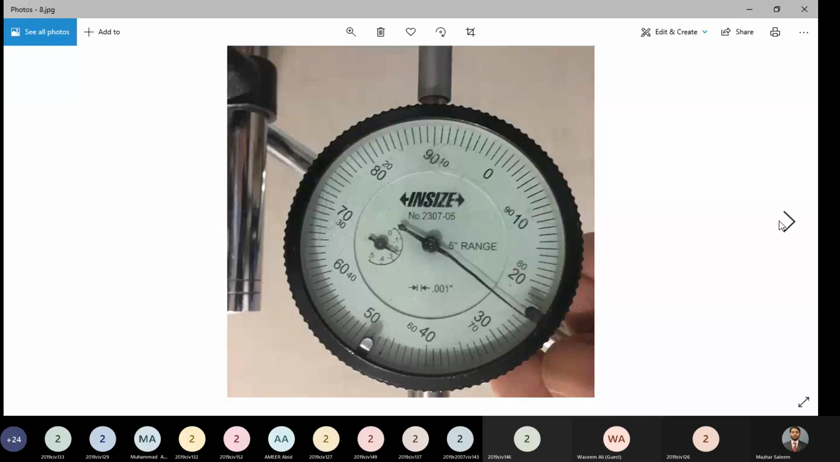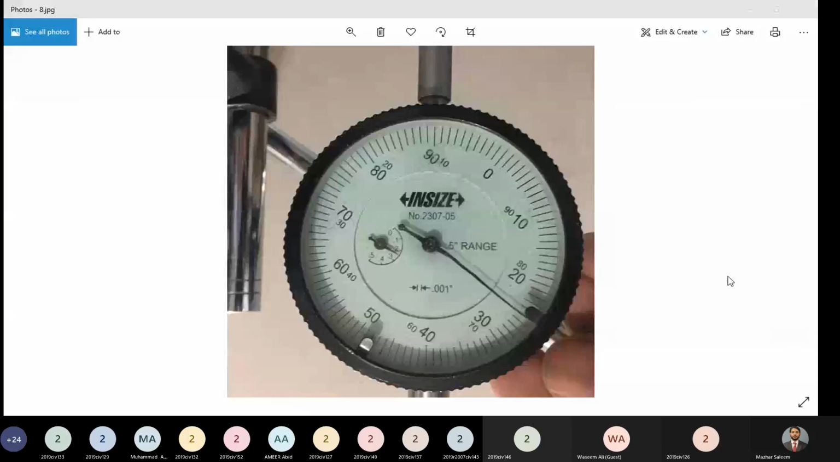Some of the readings. So the dial of the deflection gauge can move in an inwards direction as well as in an outwards direction. So whenever we are reading such instruments in which the pin or the measuring device can move in both directions, it is important for us to know in which direction the needle is currently moving.